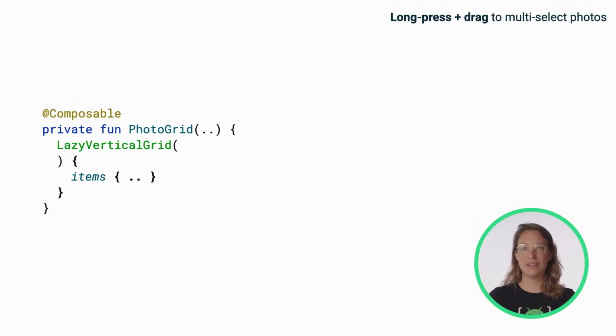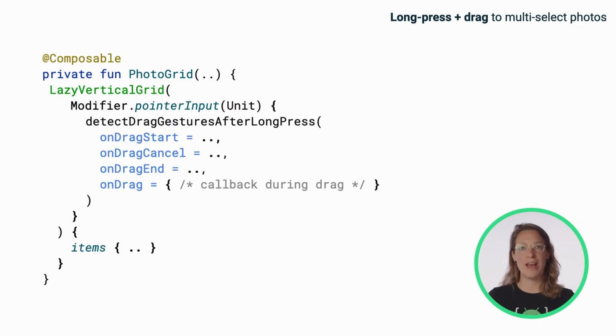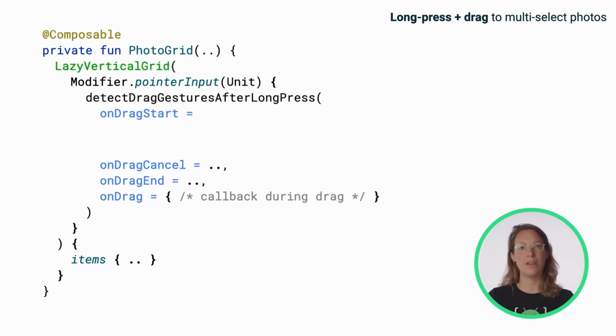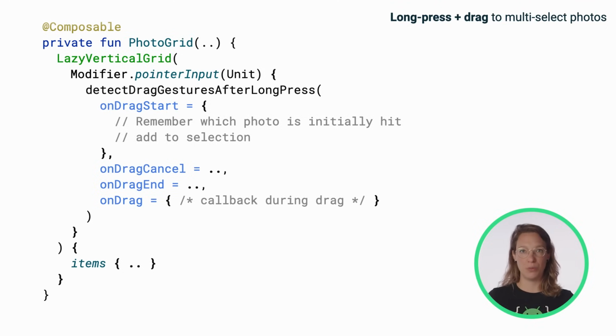Okay, so let's go back to our photo grid composable with its lazy vertical grid. We add the pointer input modifier. Inside, we call the detect drag gestures after long press method. Okay, we have a way to listen to this gesture, but now we need to actually respond to it, in our case by updating the set of selected IDs. During our onDrag start, we want to figure out which photo is originally selected and keep track of it. We also want to add this initial photo to the set of selected photos.